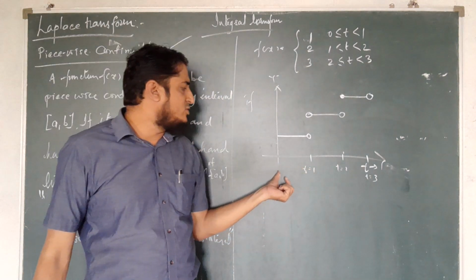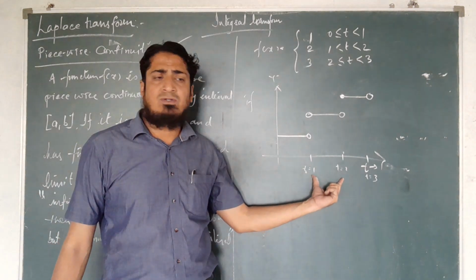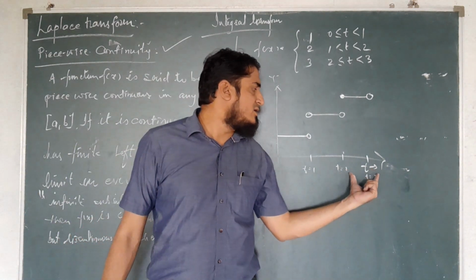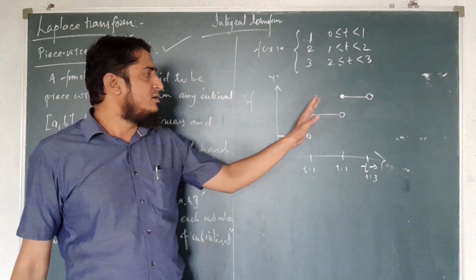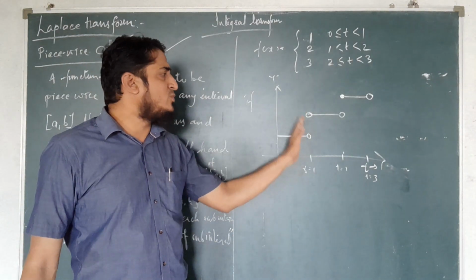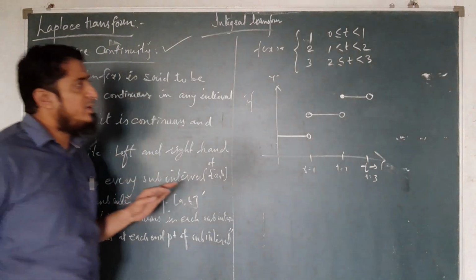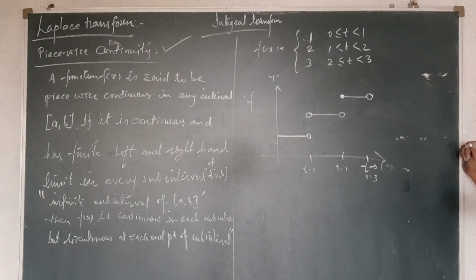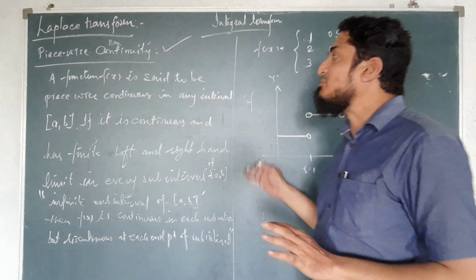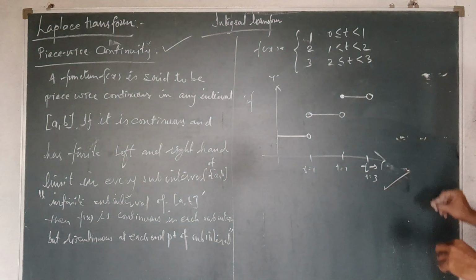The function f of x is continuous from t equals 0 to t equals 1. Again it is continuous from t equals 1 to t equals 2. Then it is continuous from t equals 2 to t equals 3. But the function is continuous in piecewise form, so it is called piecewise continuous. We can take many examples based on piecewise continuity, but this is just to understand what piecewise continuity is. We will stop at this example.